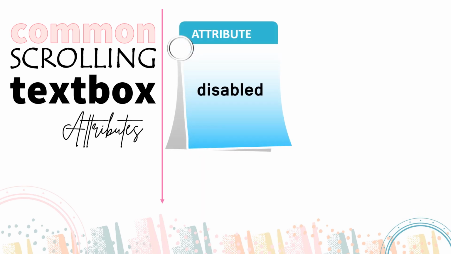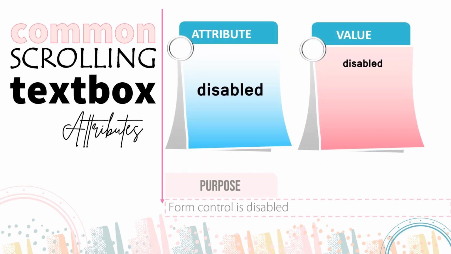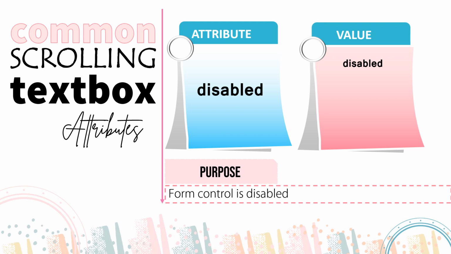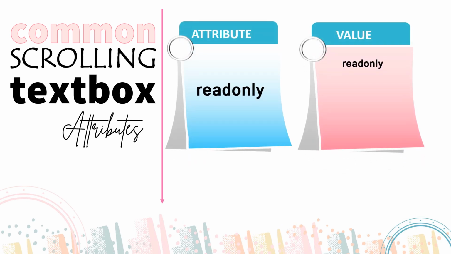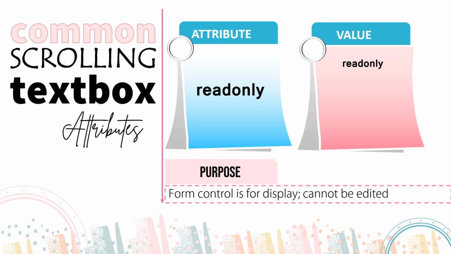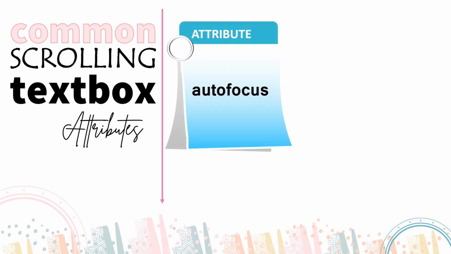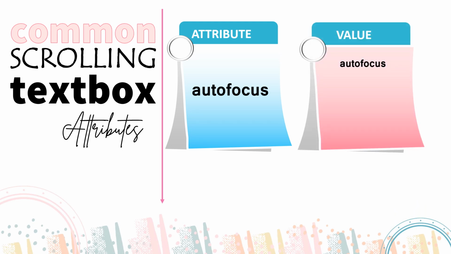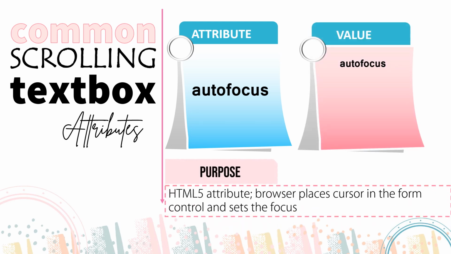The disabled attribute has the value disabled. Its purpose is that the form control is disabled. The readonly attribute has the value readonly. The purpose, the form control is for display, cannot be edited. The autofocus attribute has the value autofocus. The purpose, HTML5 attribute, the browser places the cursor in the form control and sets the focus.